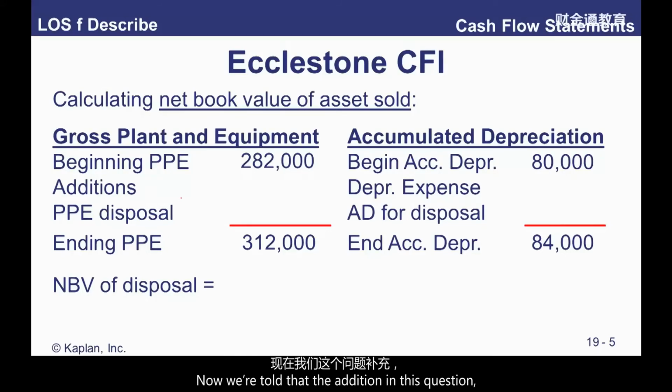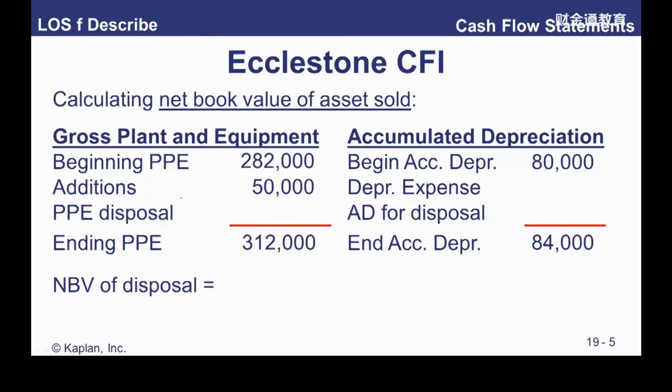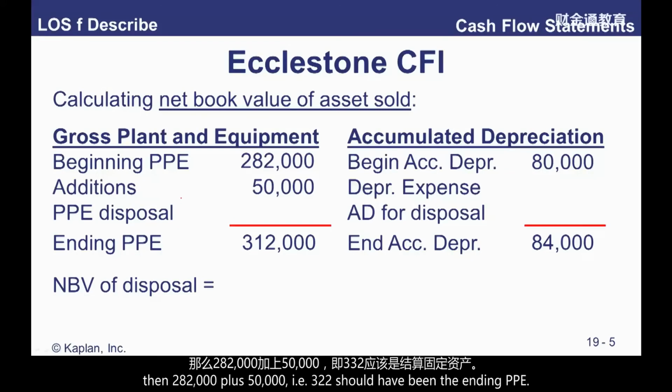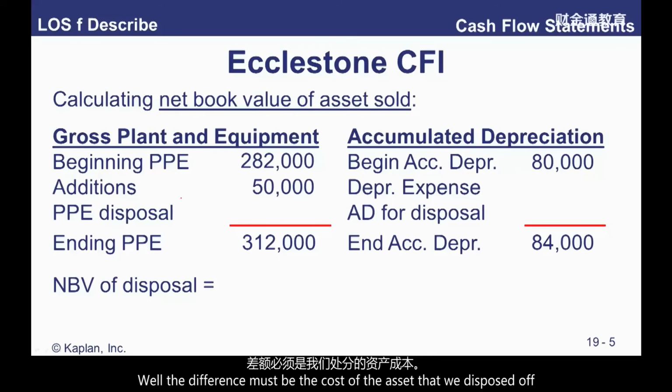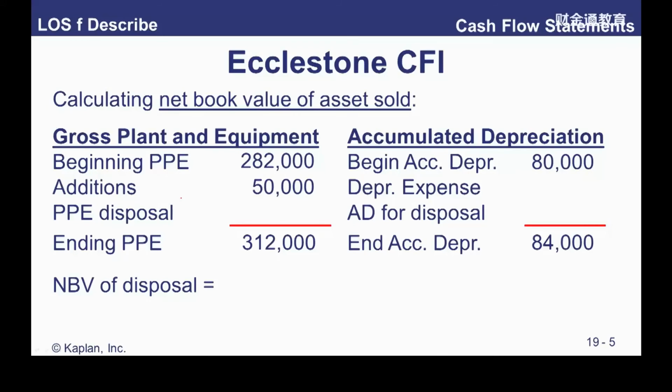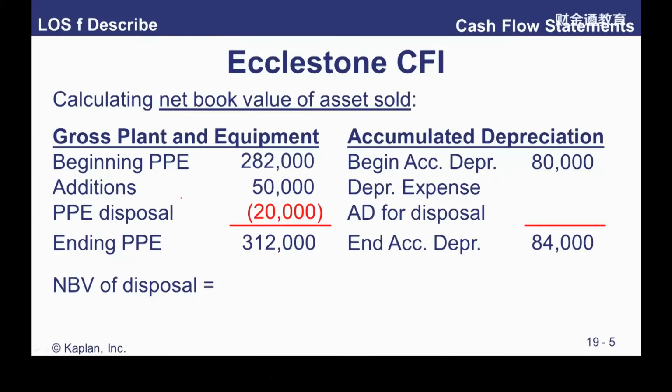Now, we're told the additions in this question. We were told the equipment was purchased for $50,000. So we can add that. Of course, what that means is if there were no disposals during the year, then 282,000 plus 50,000, i.e. 332,000, should have been the ending PP&E. But we haven't got 332,000. We've got 312,000. What must be the difference? Well, the difference must be the cost of the asset we disposed of. In other words, the cost of the asset disposed must have been 20,000.